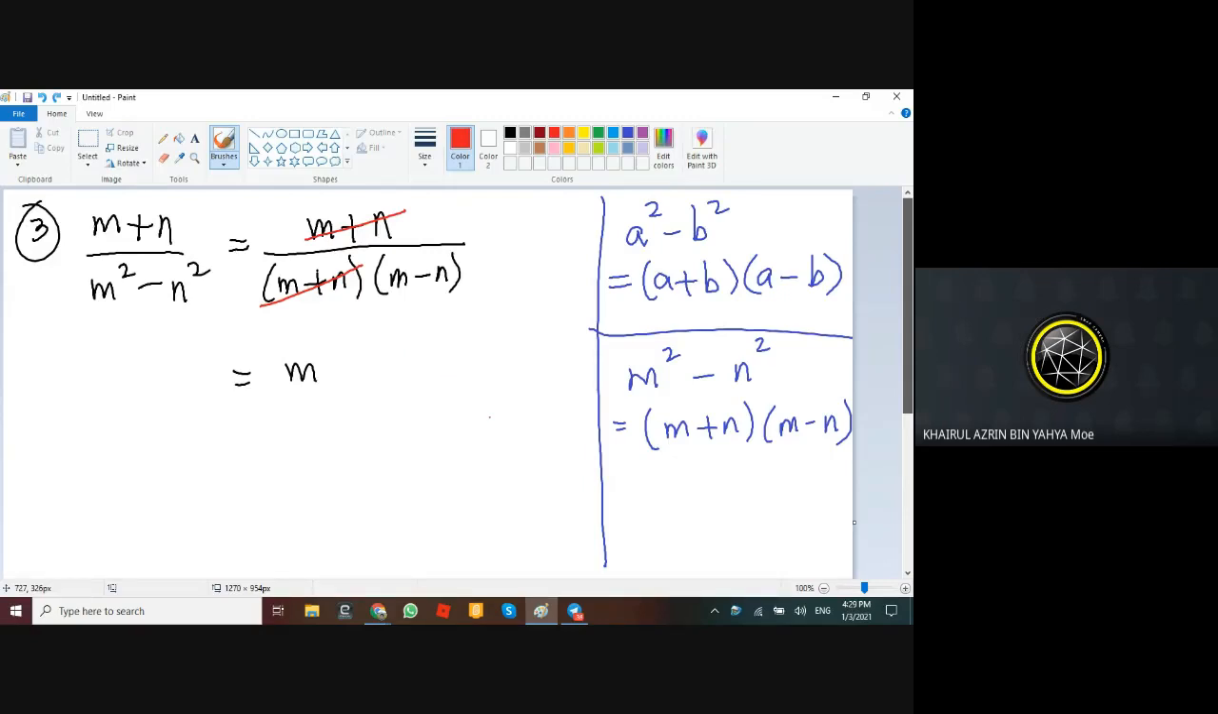This is also wrong, because when we cancel, actually we are dividing. M plus n divided by m plus n. This is 1 and this is 1 actually. Therefore, here should be 1. The answer is 1 over m minus n. This is the correct answer. Okay, next, we go to question number 4.